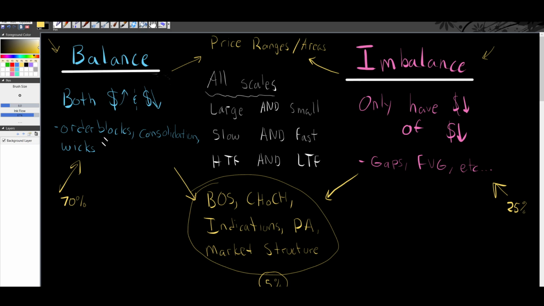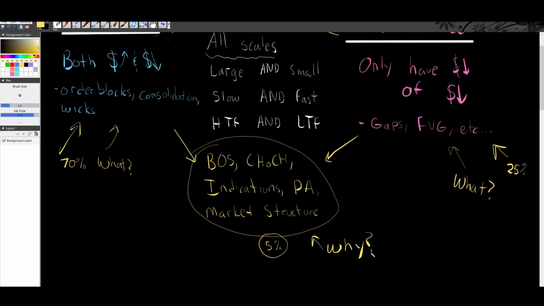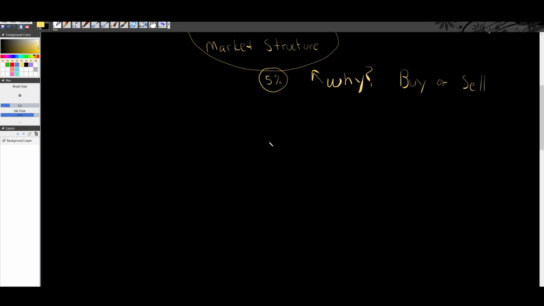So we're going to spend a lot of time analyzing what goes on here and what goes on here. That way we know what is going on here, so then we know why we are taking a buy, why buy or sell. That's what I'm getting at. So anyway, let's go ahead and start talking about it.